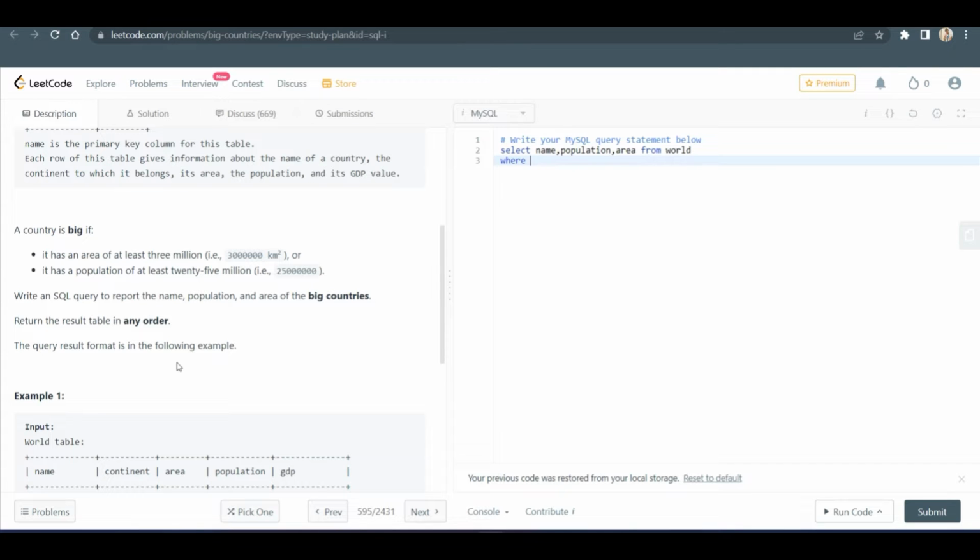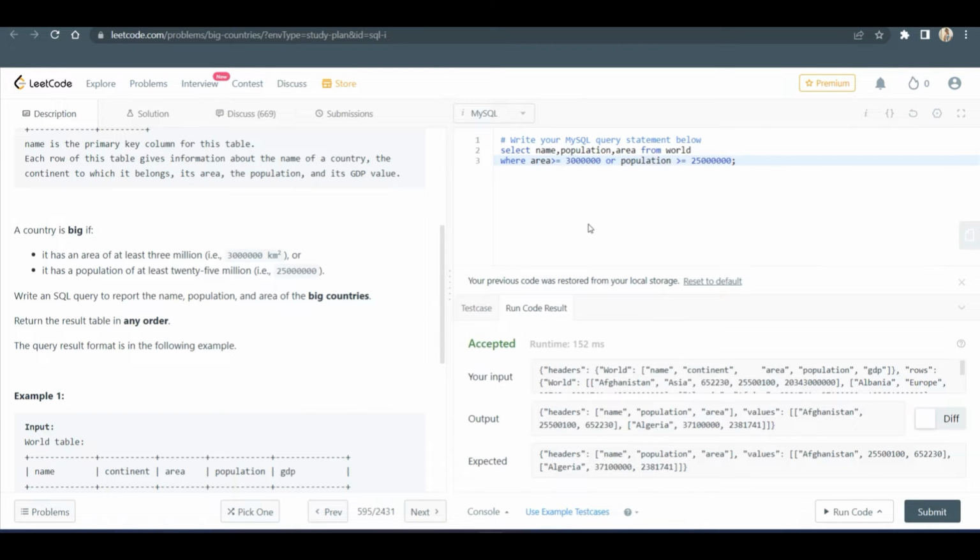where what they have told is the area which should be greater than equal to, that is at least means it can be equal to 3 million or greater than it. And they have told another condition which is OR condition. So we are going to put OR clause here. So OR population which is also at least 25 million, that is greater than equal to, and let's run the query.